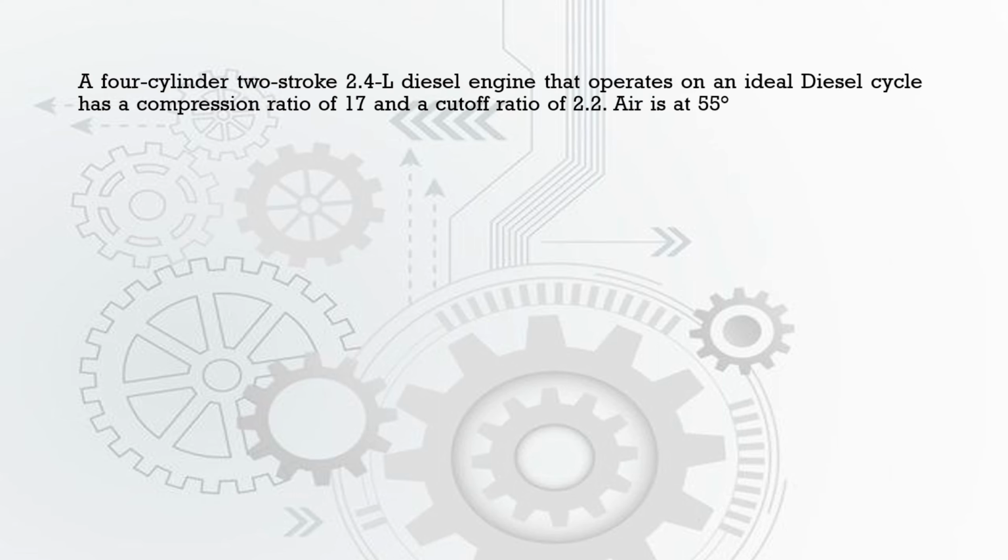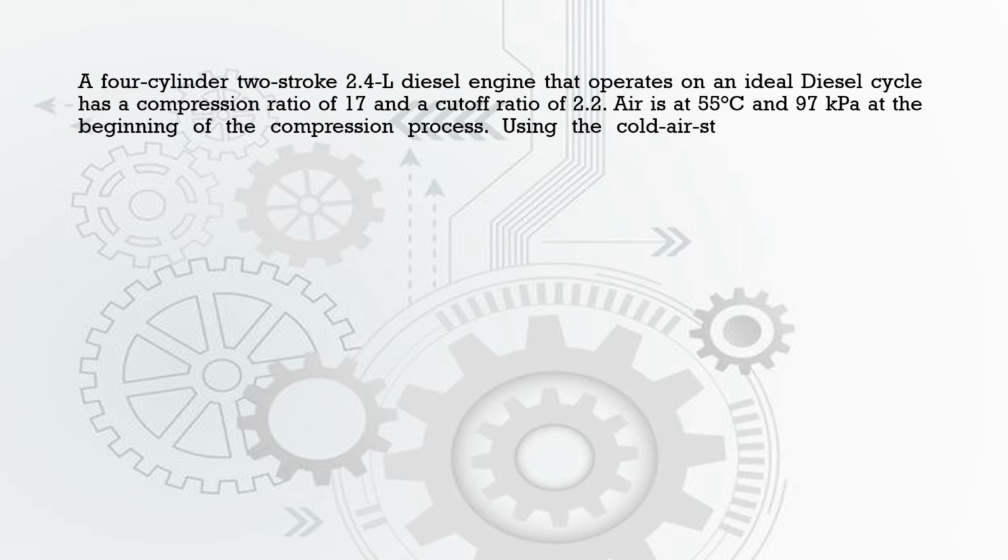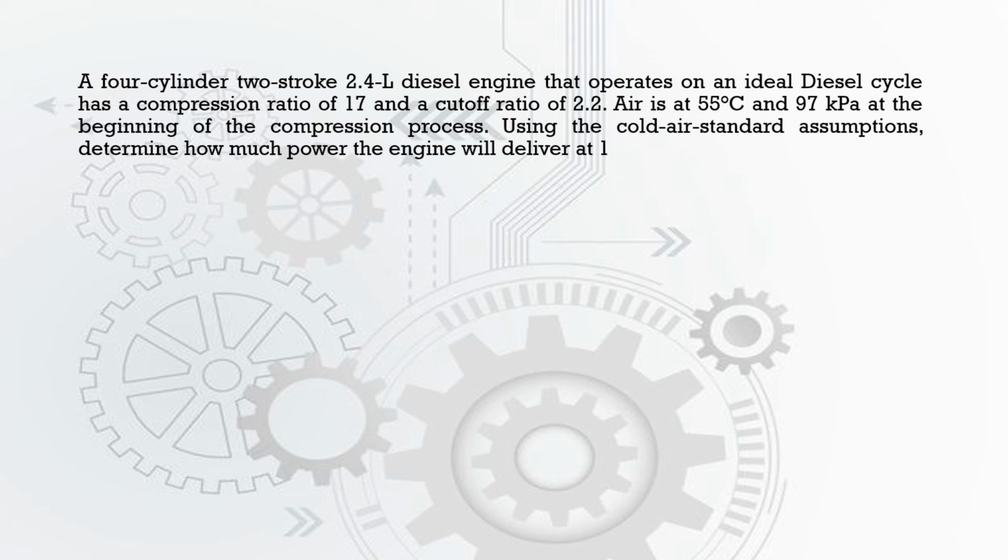Air is at 55 degrees Celsius and 97 kilopascals at the beginning of the compression process. Using the cold air standard assumptions, determine how much power the engine will deliver at 1,500 revolutions per minute.